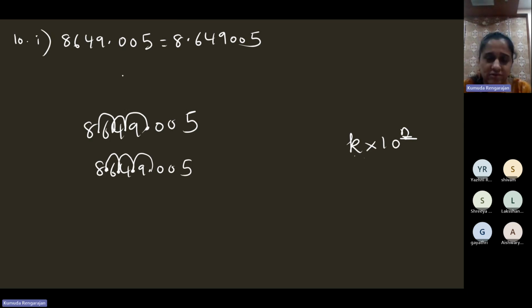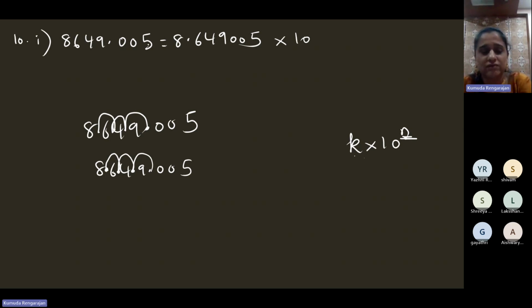Now, by shifting the decimal point, we have reduced the value of the given number. The number was 8,649.005, and by shifting the decimal point, we have reduced its value. So raise 10 to a positive power. If the value is now less than the given number, you have reduced the value of the given number, so raise 10 to a positive power.